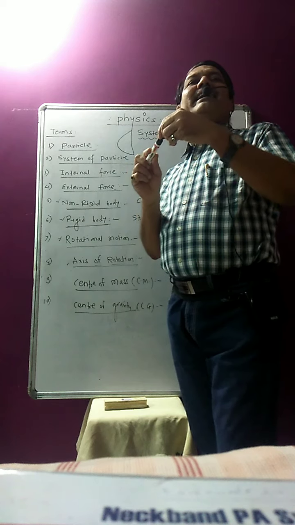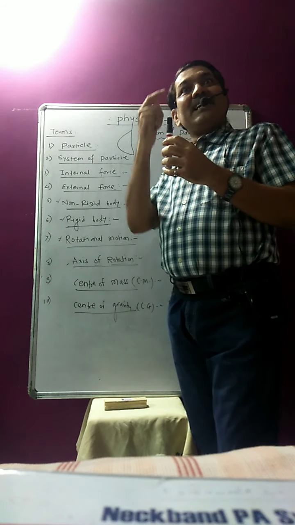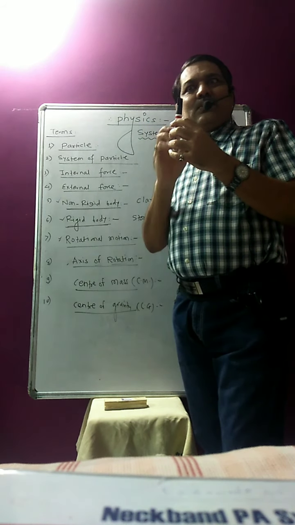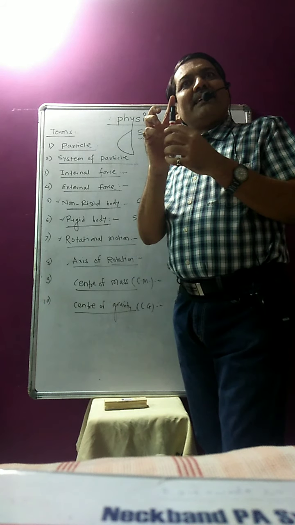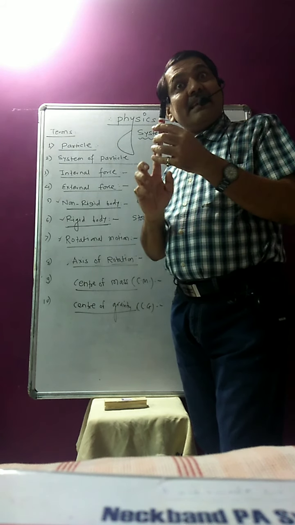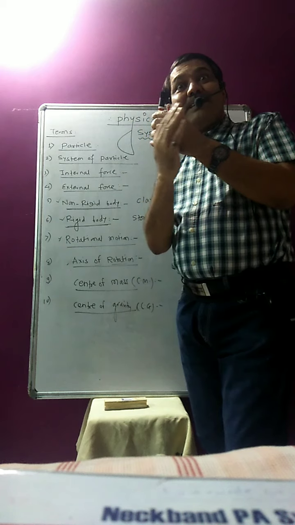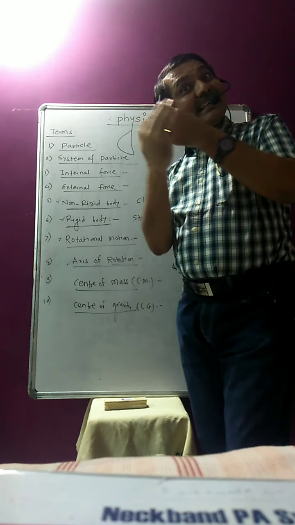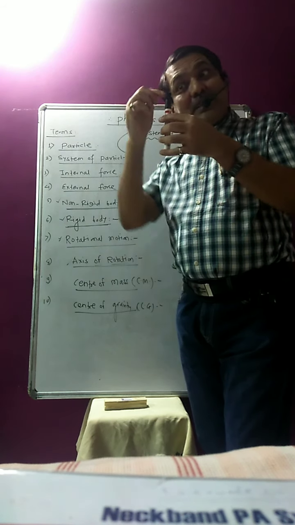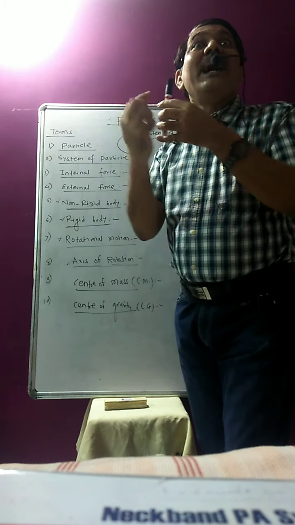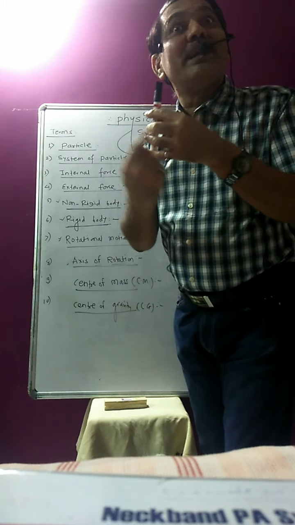For example, if I take Earth, Earth has its own axis. Suppose I consider it as an imaginary line, then all the particles of the Earth are rotating about that axis, that imaginary line. Therefore, this is considered to be an axis of rotation. This is the vertical axis.